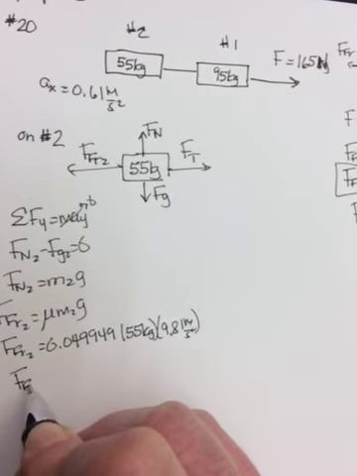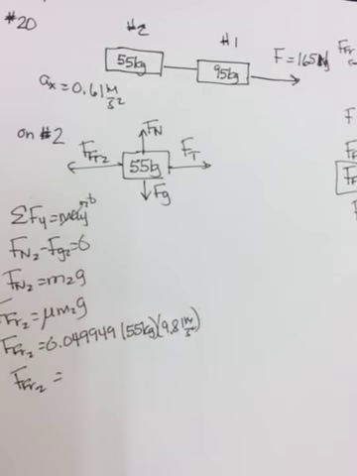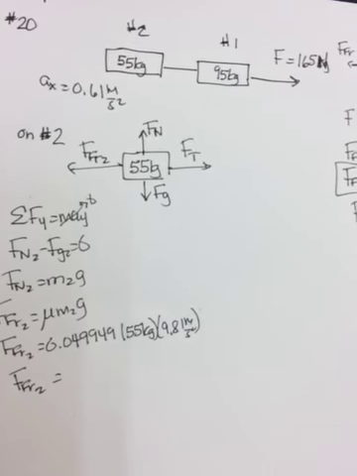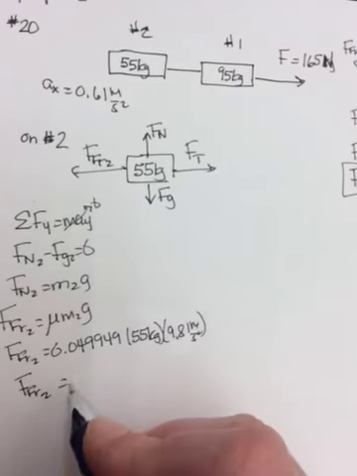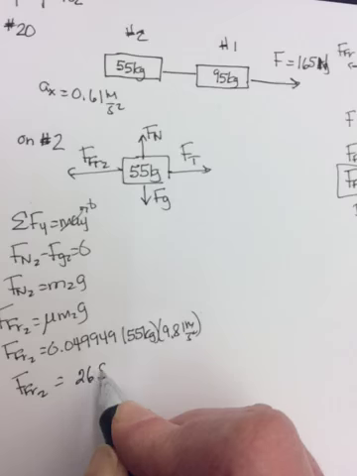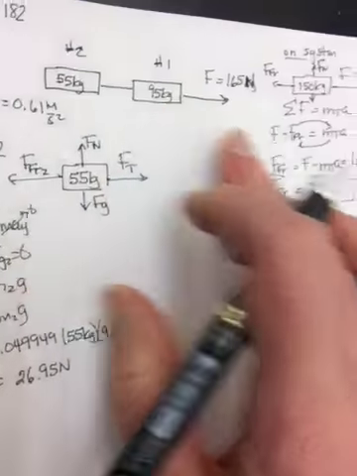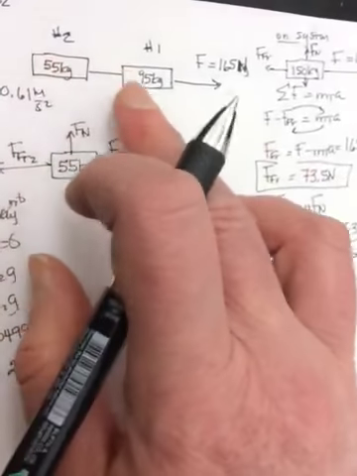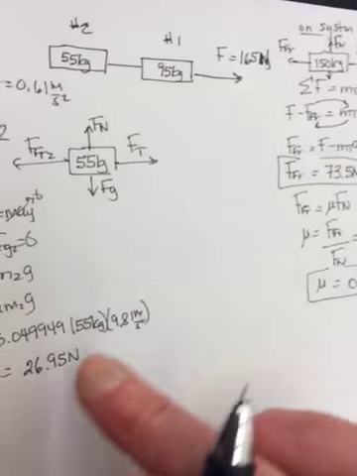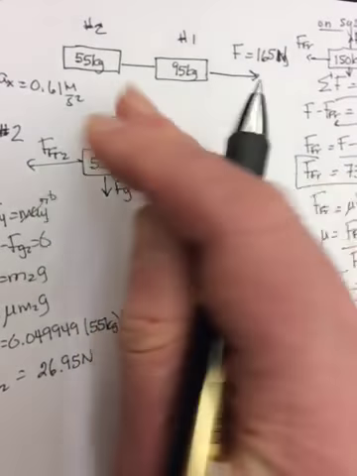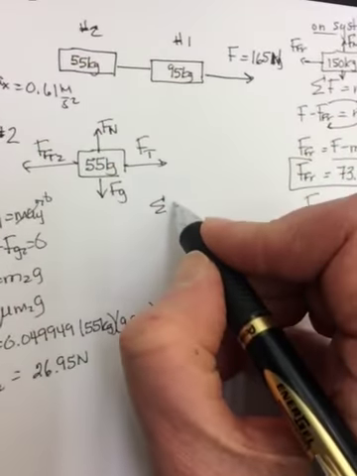And so I'll get my friction on number 2 to be 0.049949 times 55 times 9.81, 26.95 newtons. When we look at the total, it makes sense, right? Because 55 is significantly less than 95, 26 is less than half of 73. It's about a third, and this is about a third of the total.